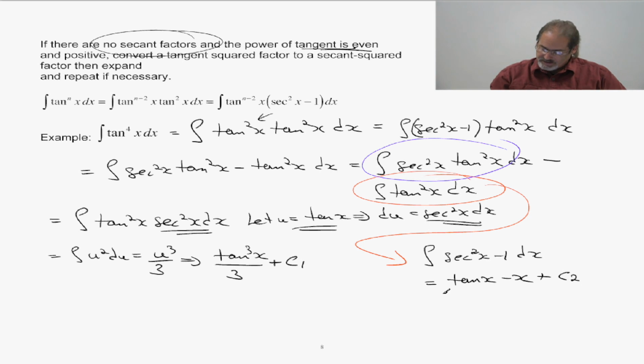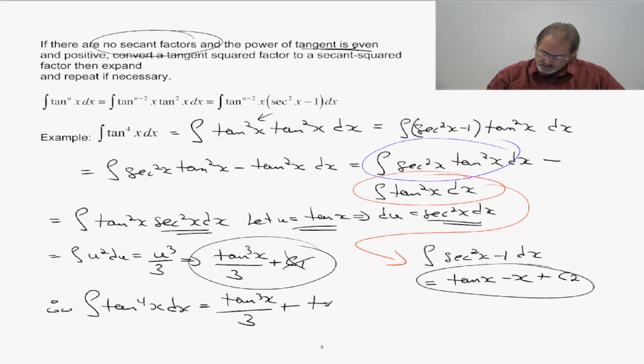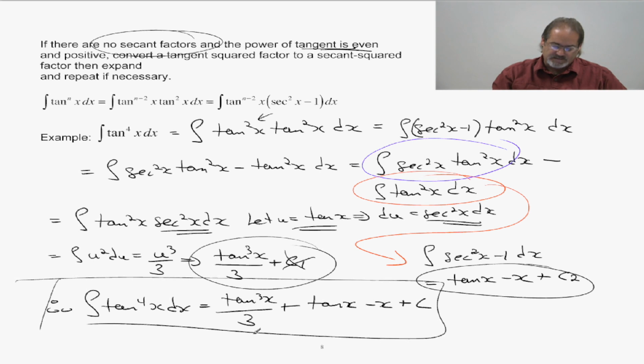Now I need to combine these, and when I do, I will get the solution. The integral of tangent to the 4th x dx will actually be equal to this first piece, tangent cubed x over 3. I'm going to ignore c1 for a second, plus the second piece, which is tangent of x minus x. And then I'm going to simply combine c1 and c2 to be my constant of integration. And here's my solution.